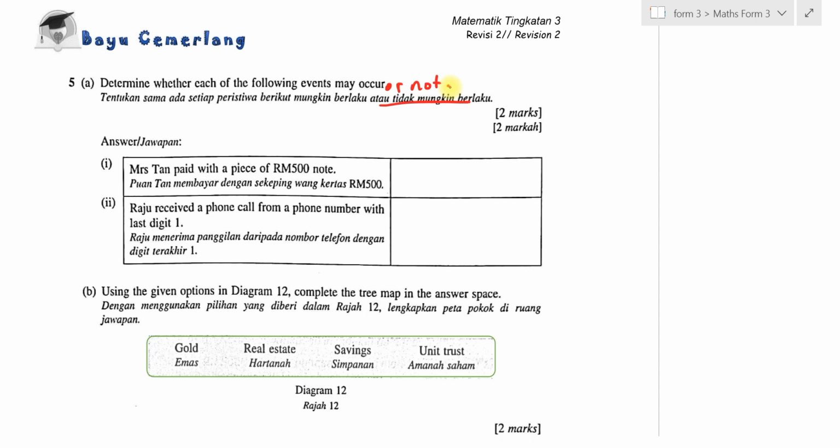Okay, whose turn? Samira. Mrs. Tan paid with a piece of 500 note. May not occur. Why? Because there is no 500 note. Yes, good. May not occur. And how about the second one? Raju received a phone call from a phone with the last digit 1. May occur. May occur, right. Thank you.